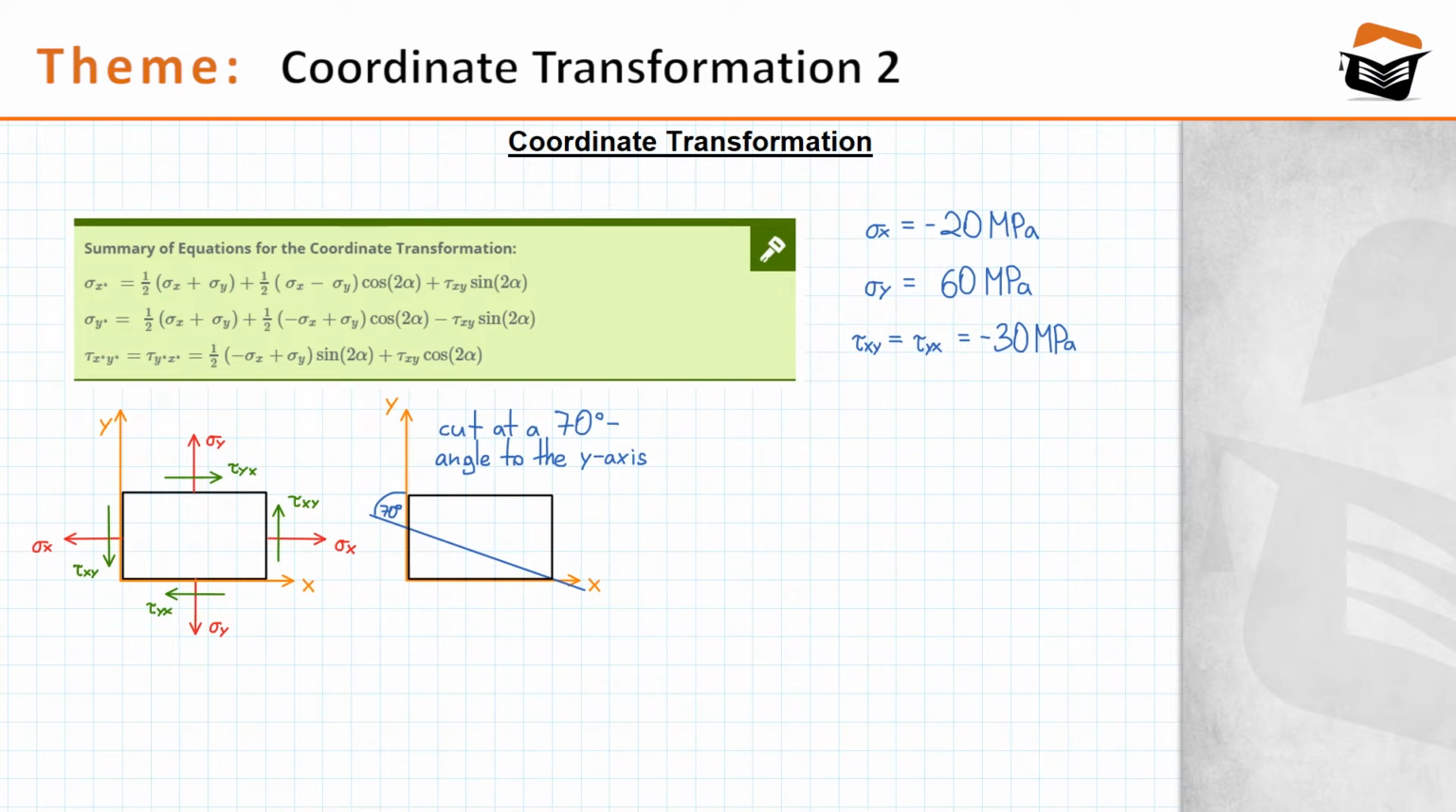So pay attention. This time, the cutting angle is no longer 70 degrees to the x-axis, but 70 degrees to the y-axis counterclockwise. And before you start plugging the values into this formula, which is actually a quick procedure, it is always a good idea to draw a sketch to visualize the directions of the stresses that act in the rotated coordinate system.